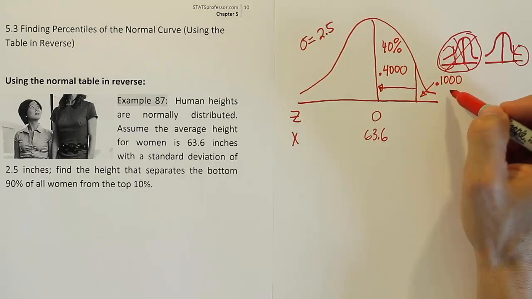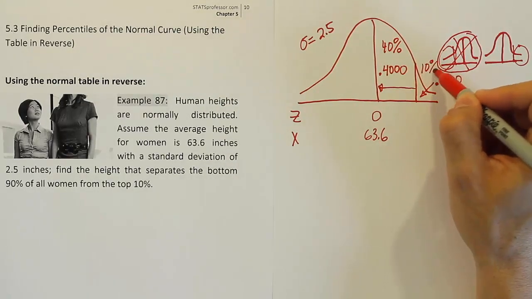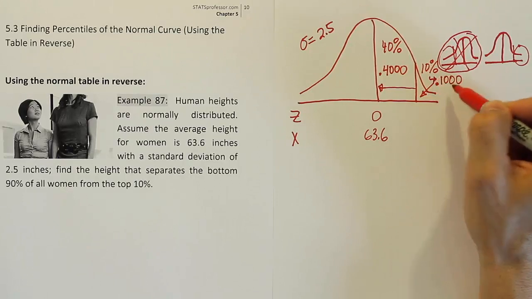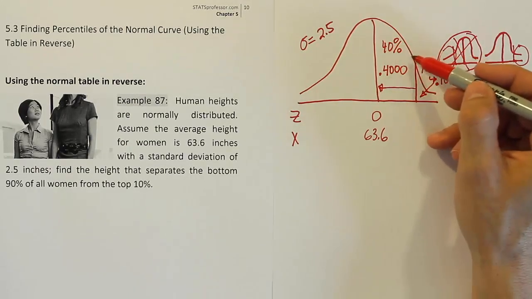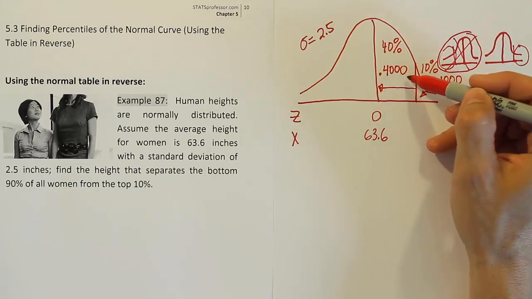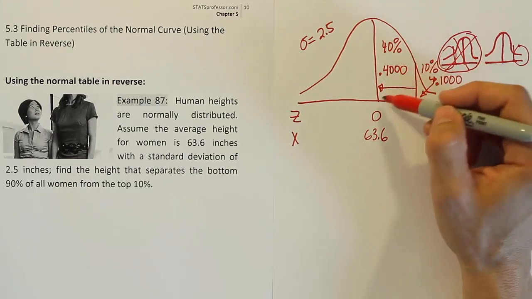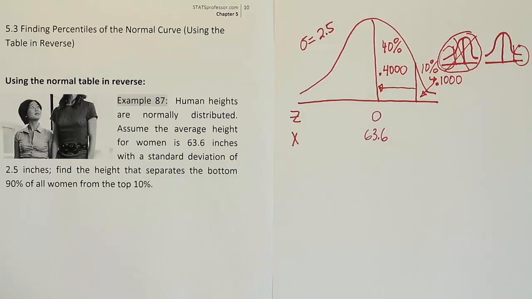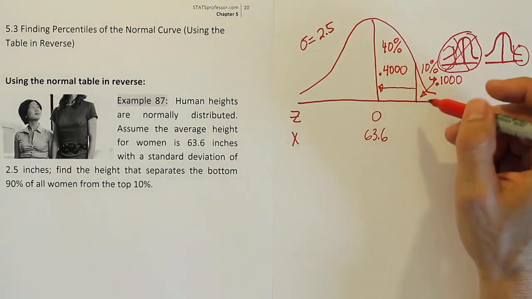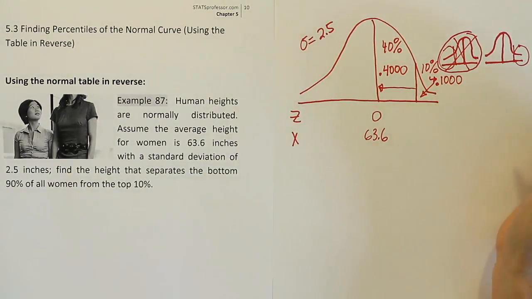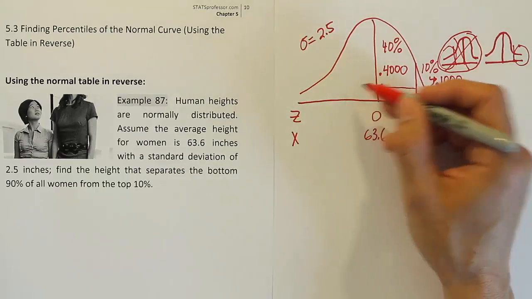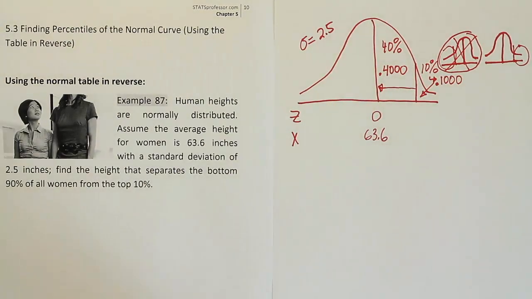So 10% in this part leads to a decimal value of 0.1000, and 40% here leads to a decimal value of 0.4000. Together they make the 50% that is the half of the curve. Notice I'm not shading anything because we're not looking for an area. We actually know the areas, don't we? I know this is 50, I know this is 40, and I know this is 10. I don't need to find an area, and that's not what this problem is asking about.